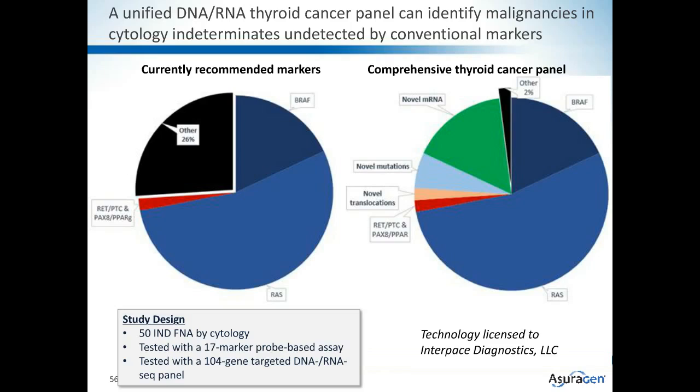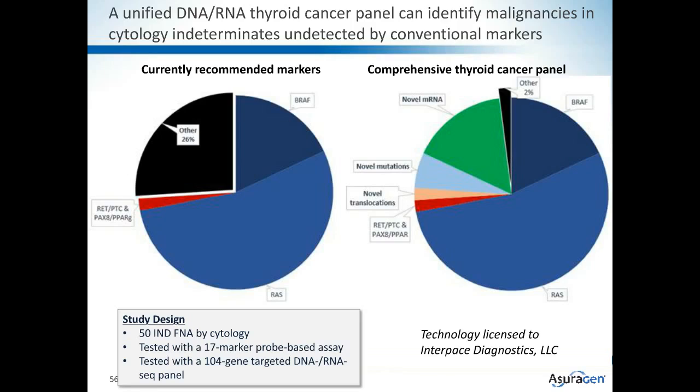In addition to having a very high sensitivity, the assay does have a high specificity as well, and where we did see lapses in specificity, about half of those that were called were associated with RAS or PAX8-PPARγ translocations, which have been observed by many others in other samples that may be pre-malignant.